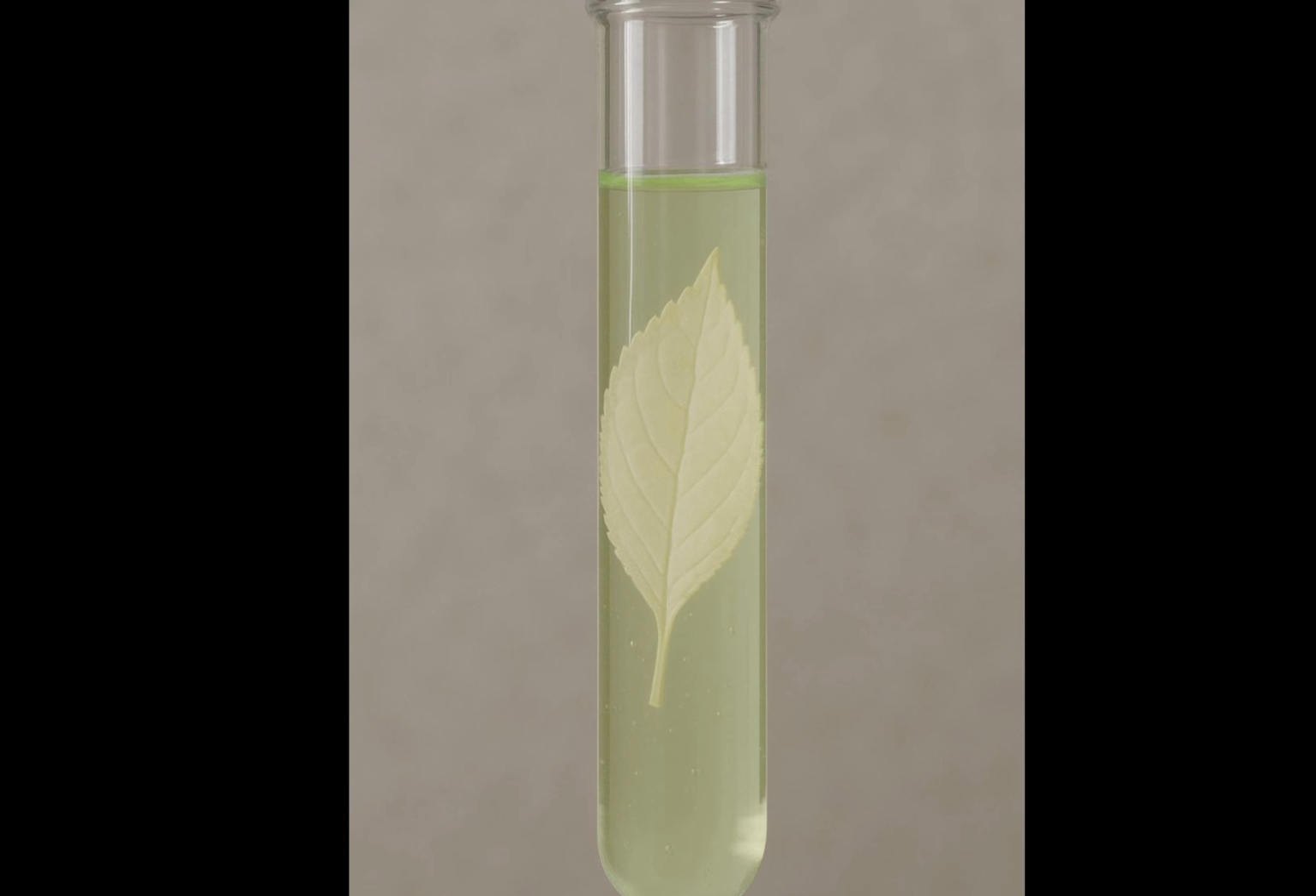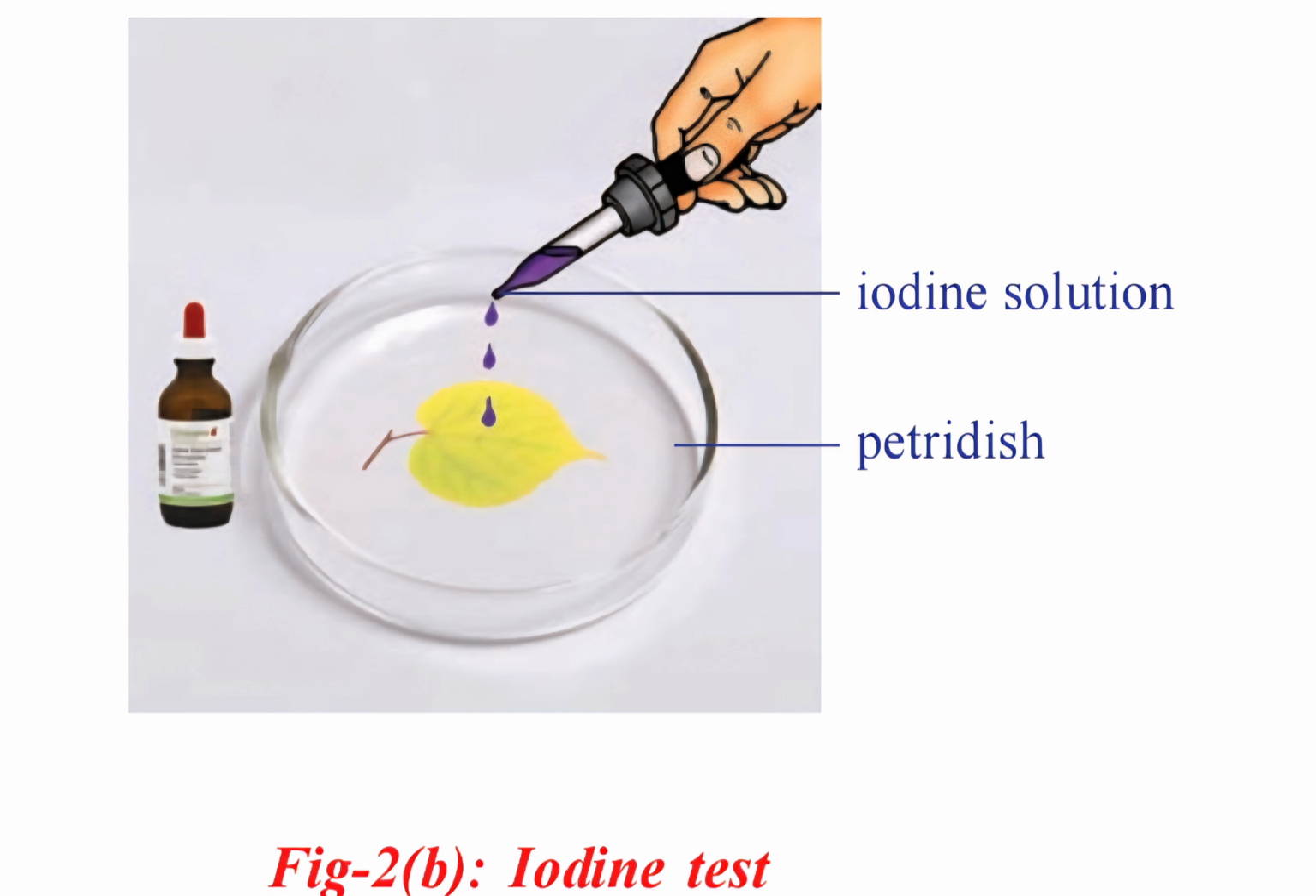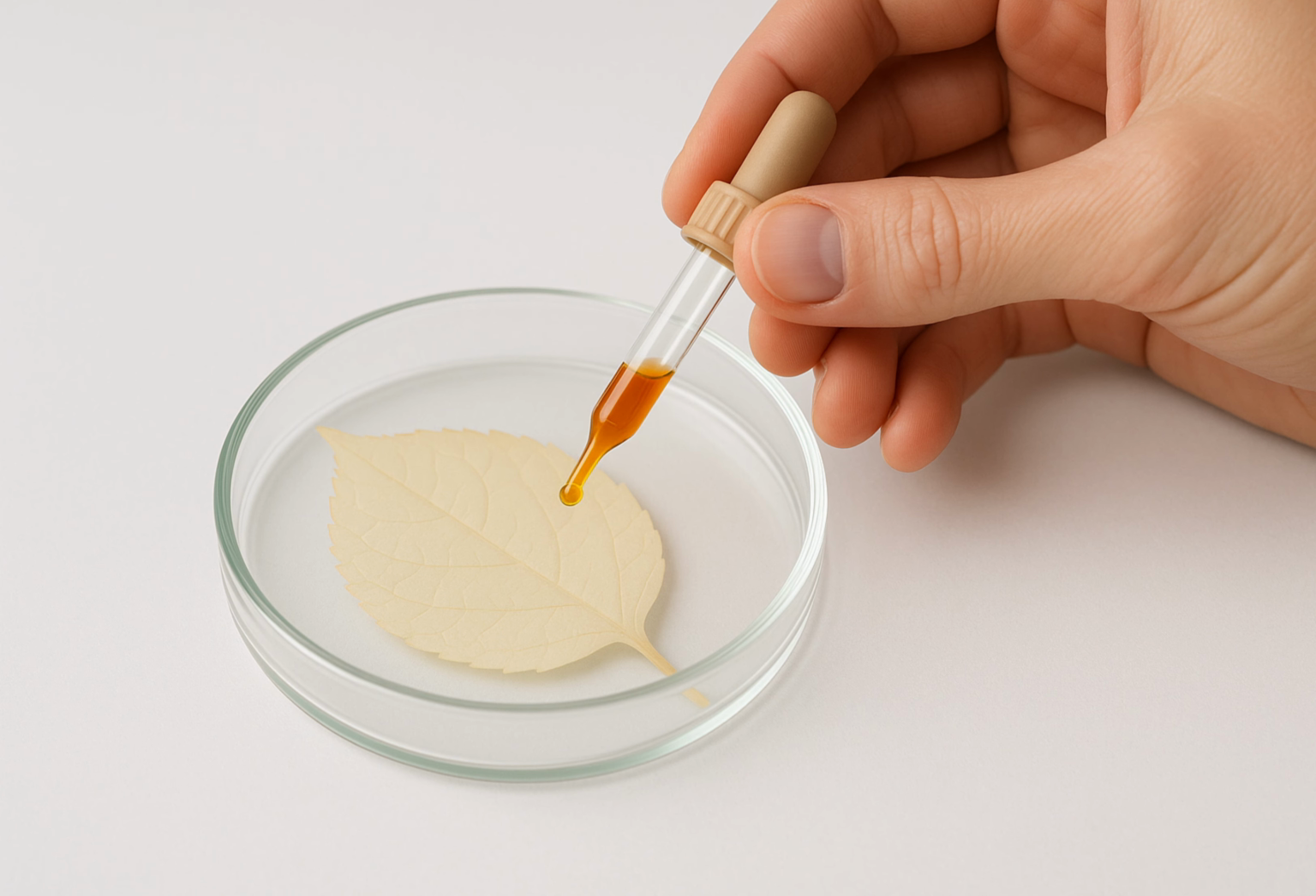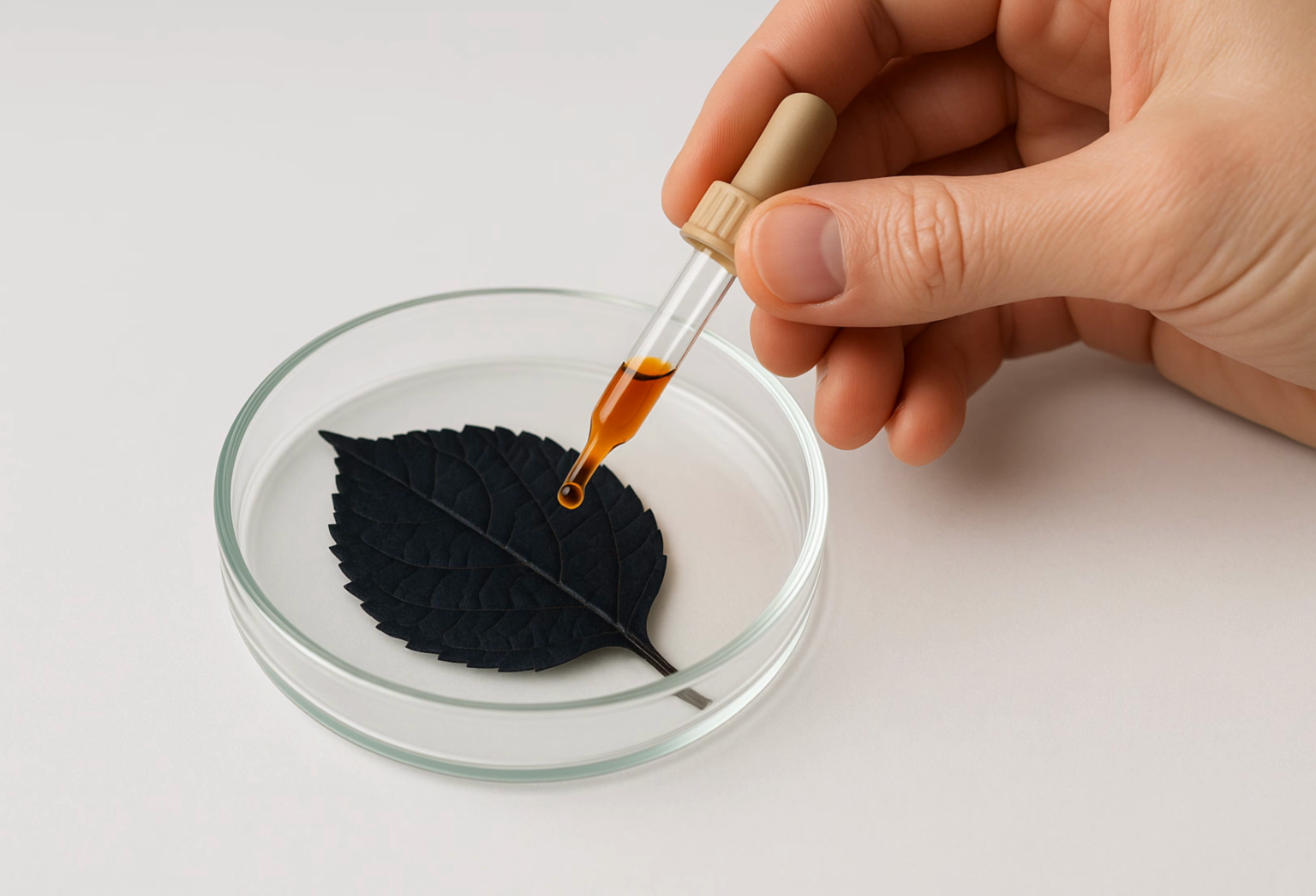Now transfer this leaf into a petri dish and add 2 to 3 drops of iodine or Betadine. Betadine is basically a chemical name for the compound, which is a combination of povidone and iodine. Now if the leaf does not change its color and is still pale, then it does not have starch. And if the leaf changes its color to bluish black, that means starch is present in that leaf.